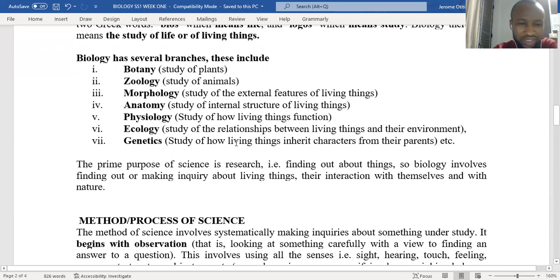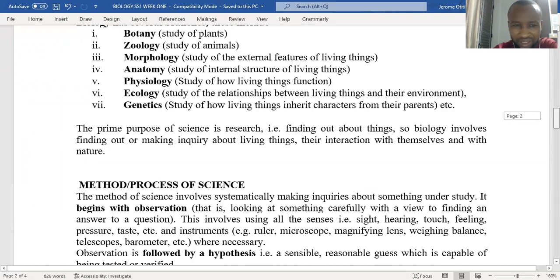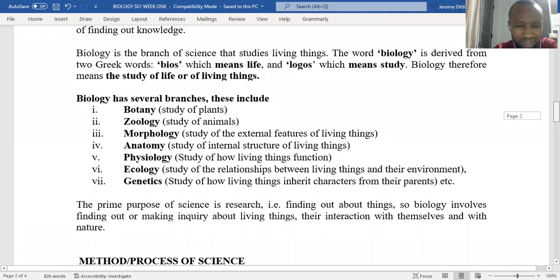We have entomology, the study of insects. We have parasitology, the study of parasites. We have ornithology, the study of birds. Okay, we can go on and on to list the various branches of biology. We have biochemistry. We study how the biological components and the chemical components of the body work. Okay, there are so many branches of biology.